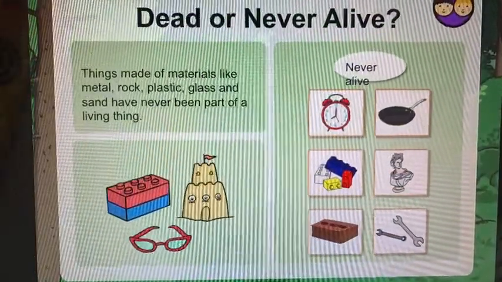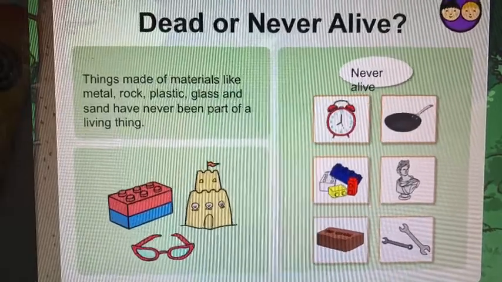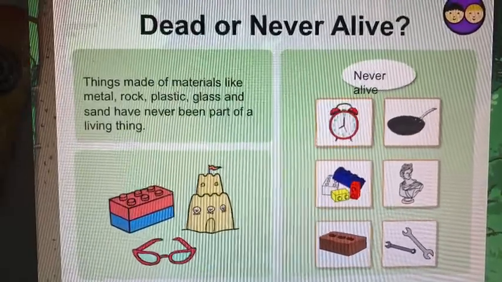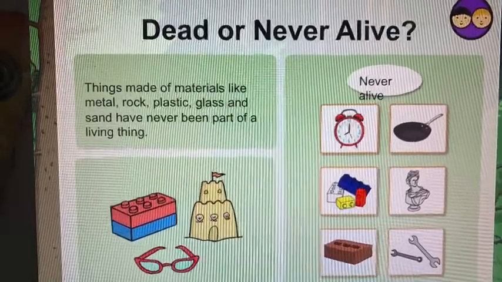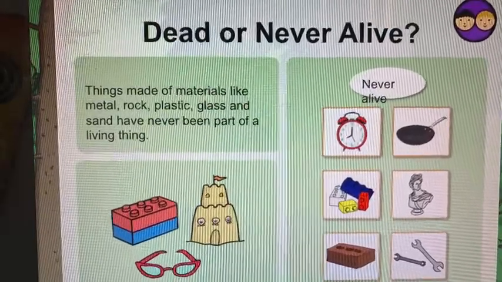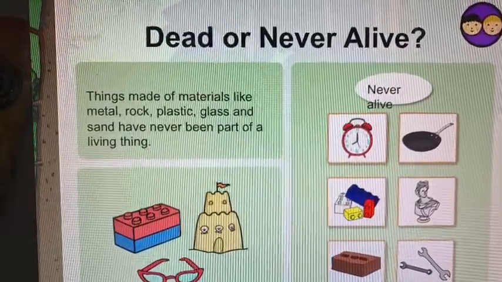I hope you got on with that okay. So these things here are never alive. The clock, the pan, the Lego, statue, brick and spanner. Things made of materials like metal, rock, plastic, glass and sand have never been part of a living thing.